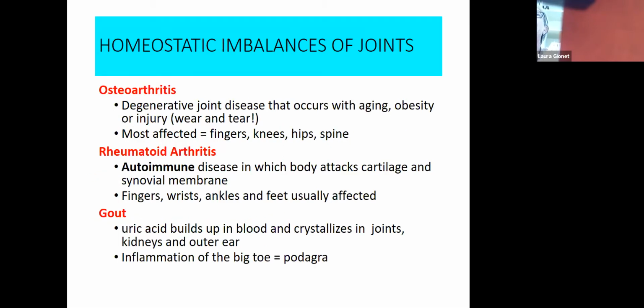Okay, homeostatic imbalances of joints. We have osteoarthritis, rheumatoid arthritis, and gout. So osteoarthritis generally is a wear and tear over years of time or repetitive use kind of degeneration of a joint. It's going to happen to all of us if you live a very long time, right? Be it just the hyaline cartilage, your synovial joints. The more you use them, the more they get used up.